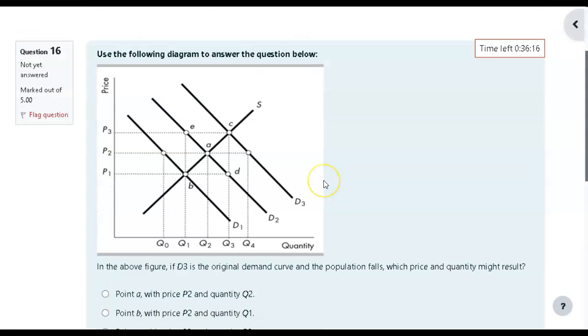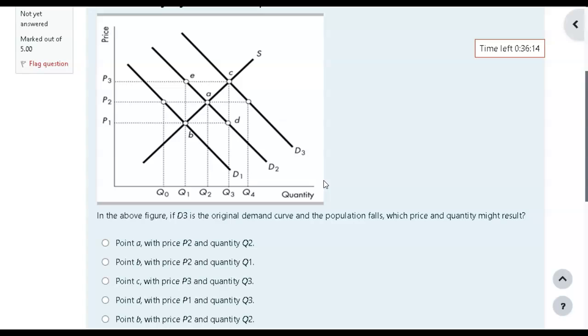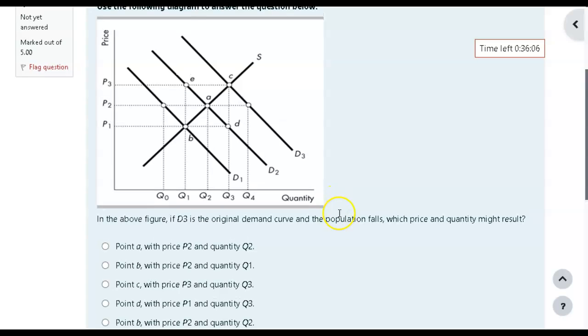Okay, so looking at this question over here. In the figure, D3 is the original demand curve and the population falls. Which price and quantity might result? Okay, so if the population falls, there's going to be a decrease, right? So you over here by C.